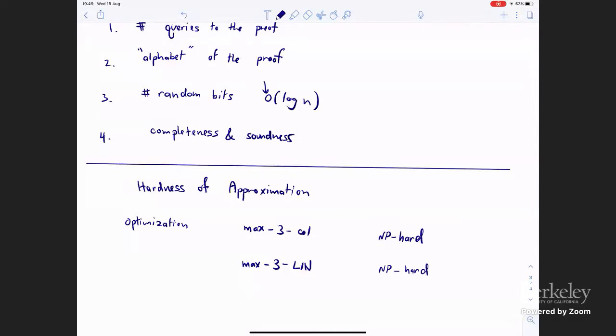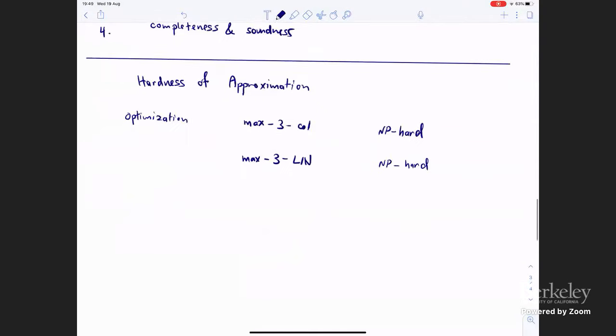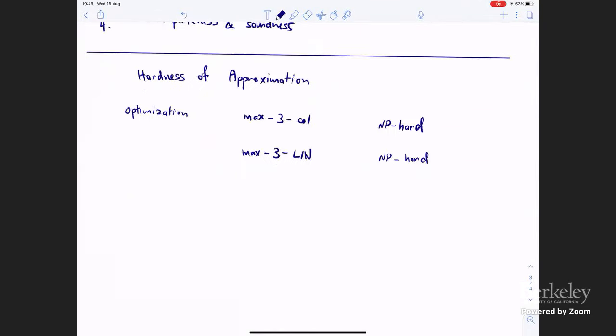Almost every CSP you think about is NP-hard to optimize over. So it's natural to think about approximation algorithms, which are supposed to give you a weaker guarantee. It won't find the maximal solution, but it will find a solution that is guaranteed to be within, say, 98% of the maximum. That's an approximation algorithm. And the PCP theorem says that even approximation is NP-hard for these kinds of constraint satisfaction problems.